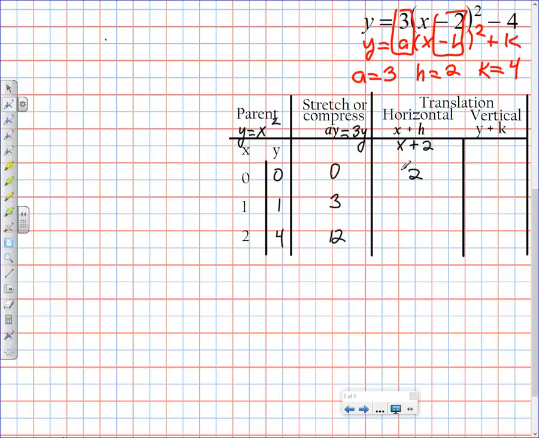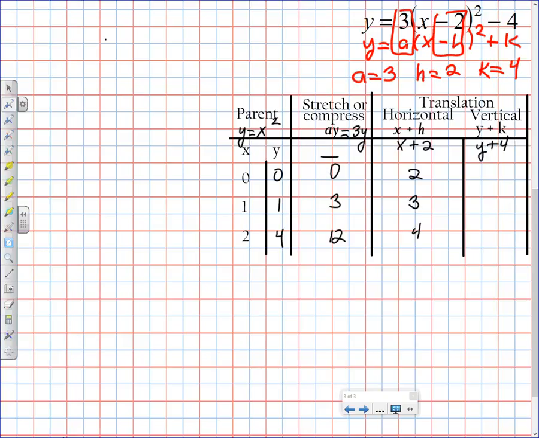X is 1. 1 plus 2 will give you 3. And 2 plus 2 will give you 4. Now, the vertical movement. Y, k in this case is 4. K plus 4, y plus 4.